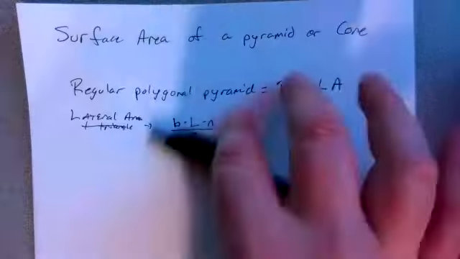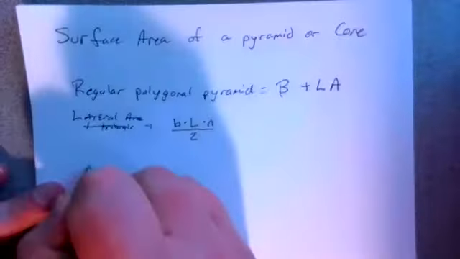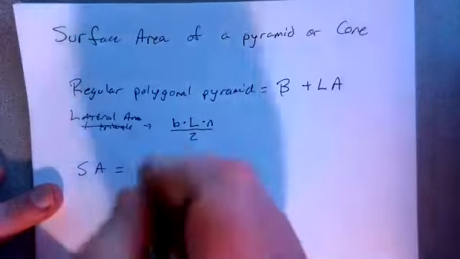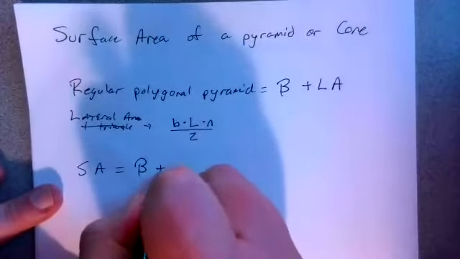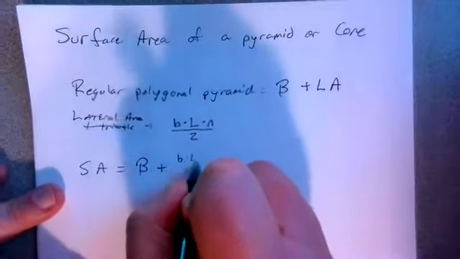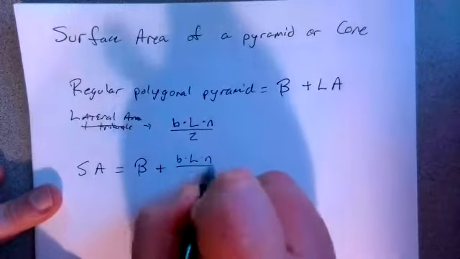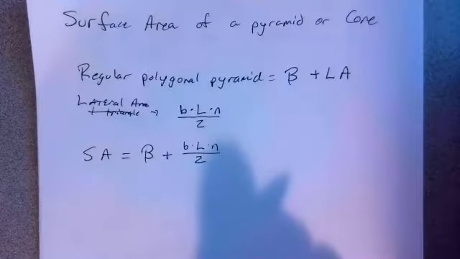Okay, so let's piece it all together. The total surface area is going to be the area of the base plus b times slant length times number of sides, all divided by 2.